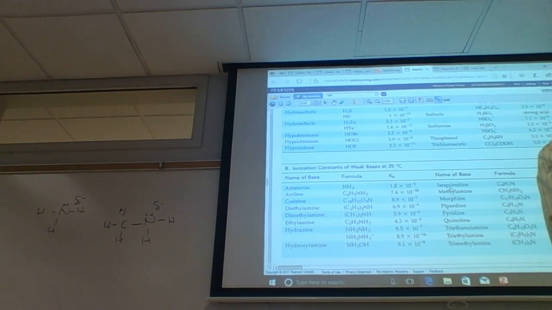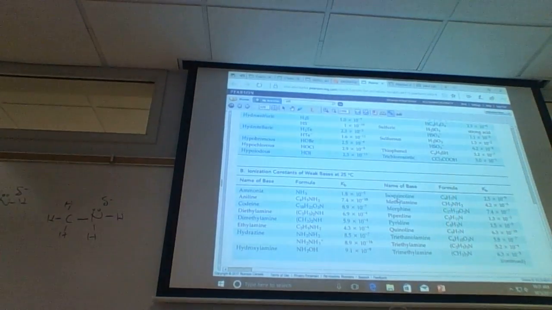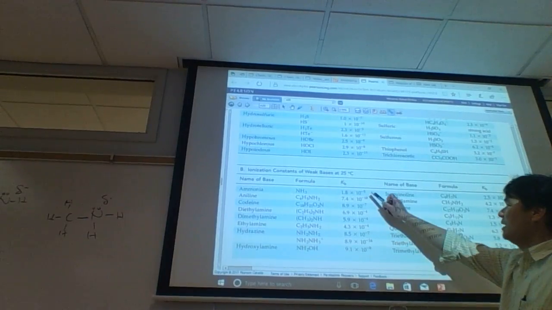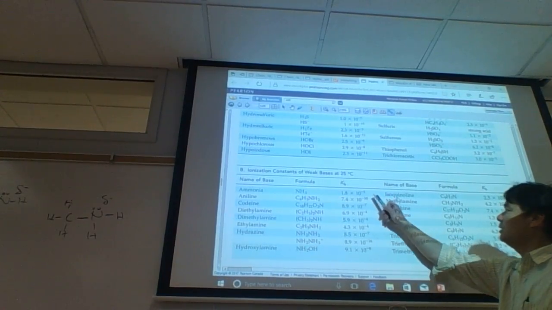What's the Ka for HCl? Very large. Is that big or? That's big, right? That's big K. So the bigger the K, the stronger. The bigger the Kb, the stronger. And so this tells me which one's a stronger base, ammonia or methylamine?